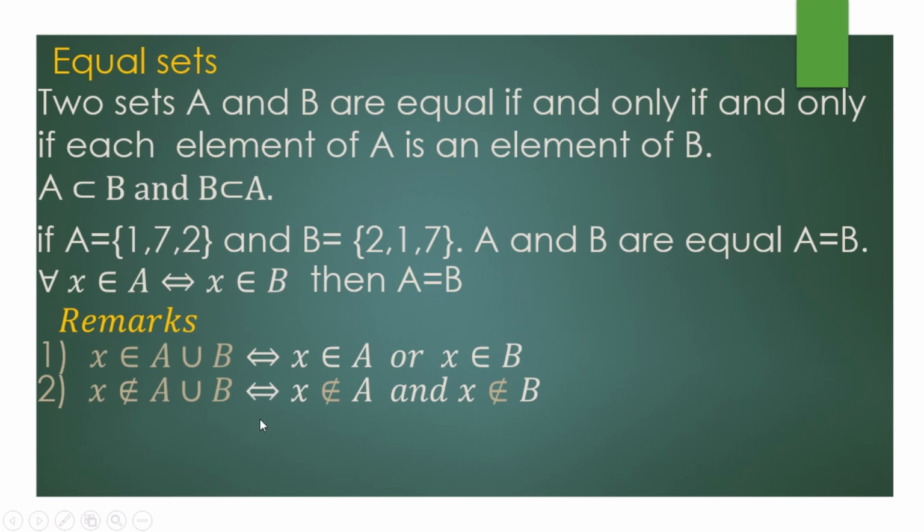X does not belong to A union B. What does it mean, x does not belong to A union B? It means x does not belong to A and x does not belong to B. X is outside A and B.